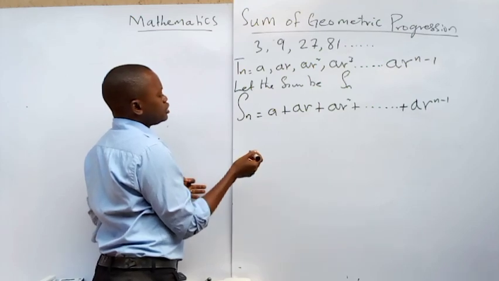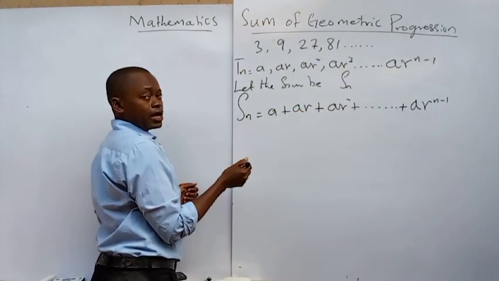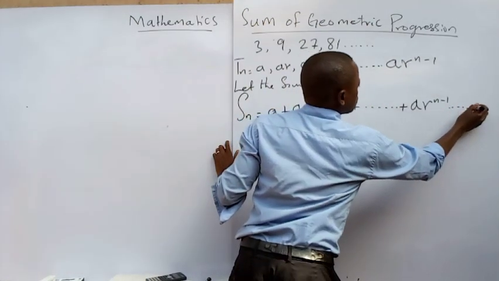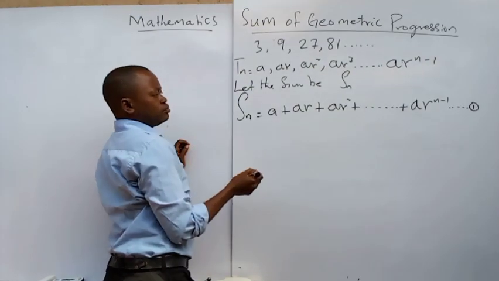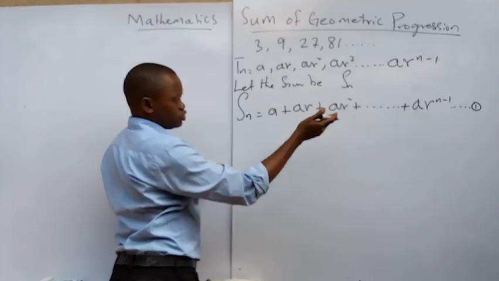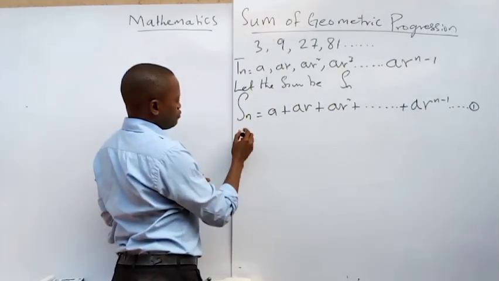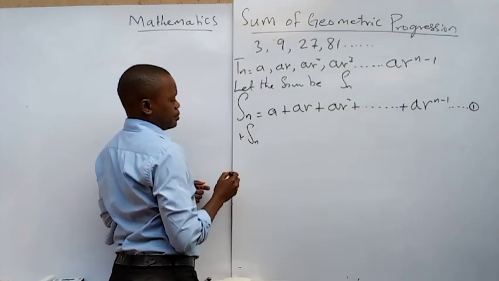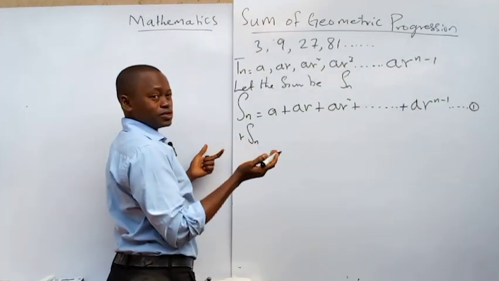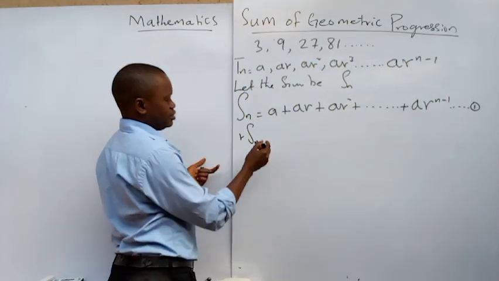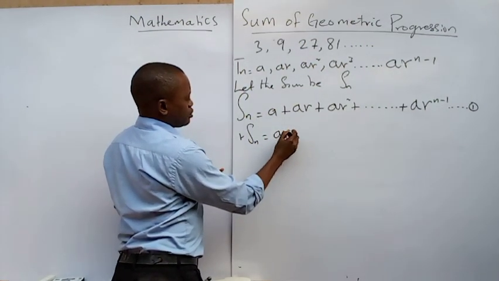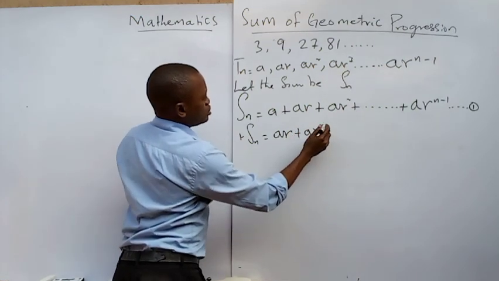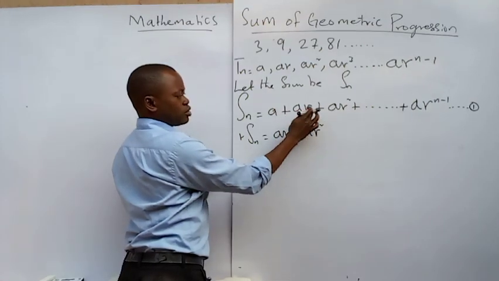Now, assuming we say, let us multiply through by R, that's the common ratio. This equation, you can call equation 1. Let us multiply this equation 1 by R, the common ratio. We will have R multiplying Sn. I hope that is not too serious a matter. Multiplying this by R equals, this will become AR. This will become AR squared. Of course, R times R will become R squared.